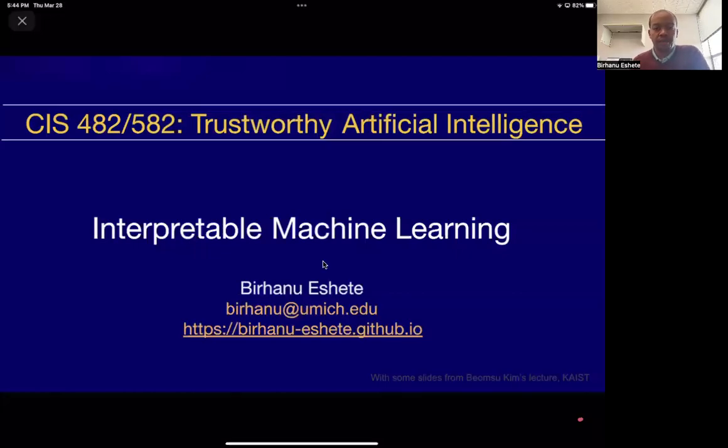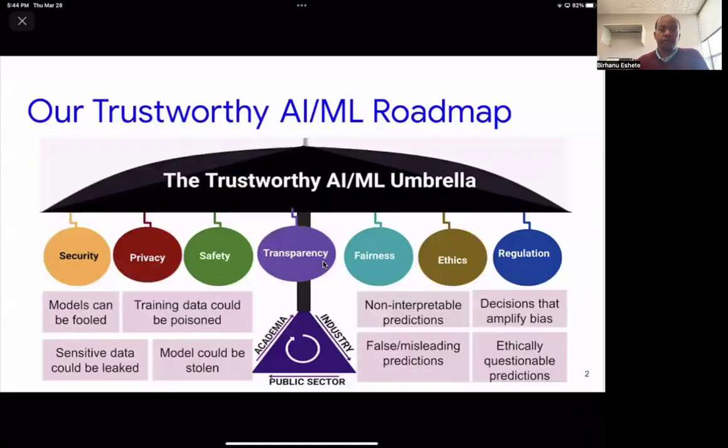Hi, this is a lecture on interpretable machine learning. So in the grand scheme of our trustworthy machine learning roadmap, what we're trying to discuss today is this part of transparency. We've covered in the previous lectures security, privacy, safety, and specifically for security, we looked at adversarial examples, training data poisoning, membership inference, and also model extraction.